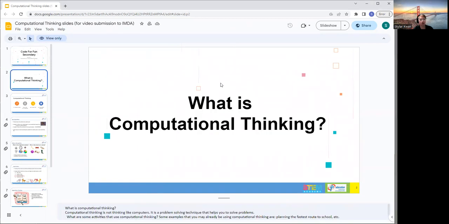Okay, so can anyone tell me what is computational thinking? Yes, very good. So like what he just said, it is a problem-solving technique for you to solve problems. So any idea what are some activities that you can actually use computational thinking?